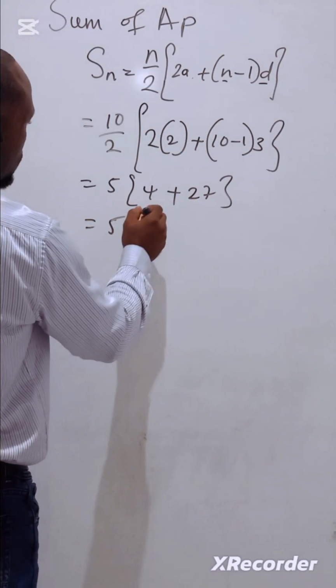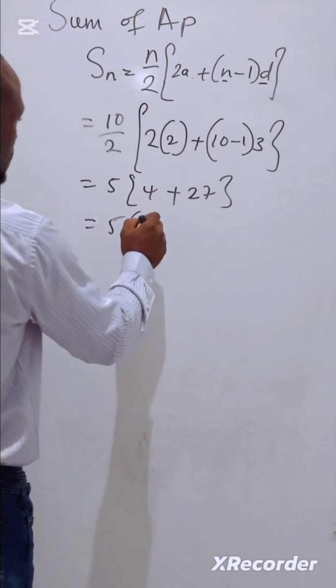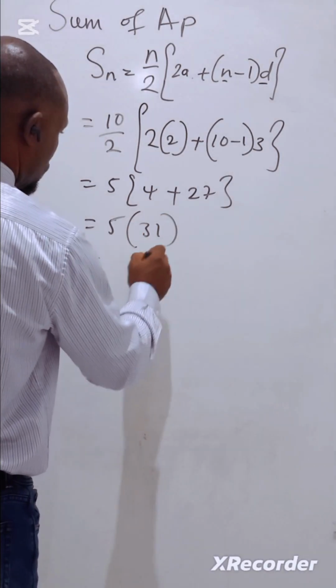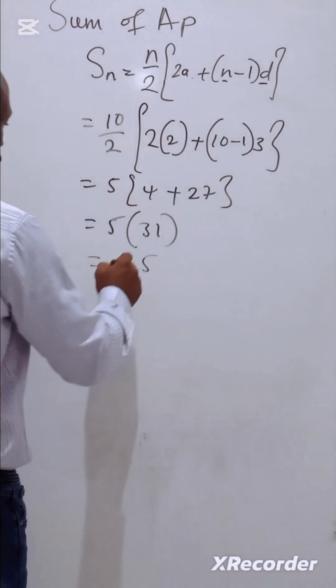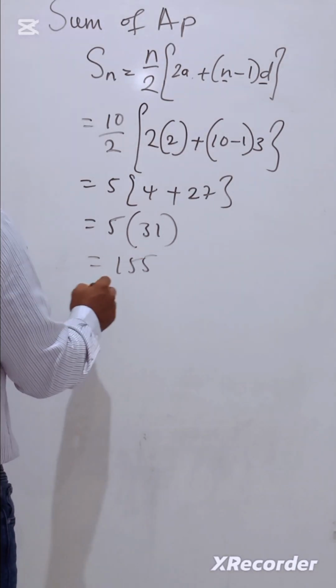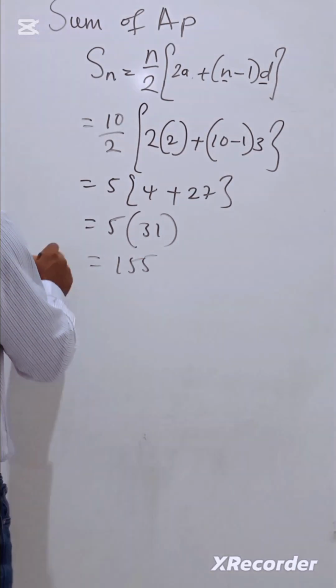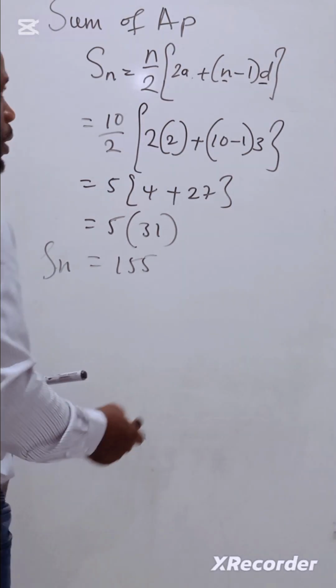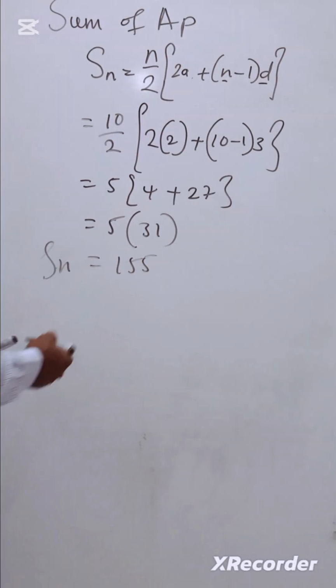27 plus 4 is 31. And 31 times 5 is equal to 155. Therefore, the sum of the first 10 terms in the sequence is 155.